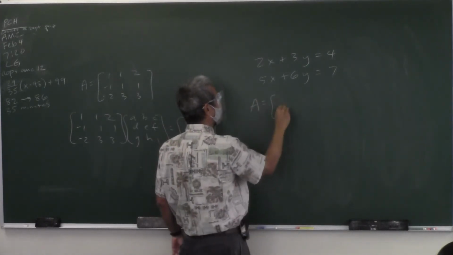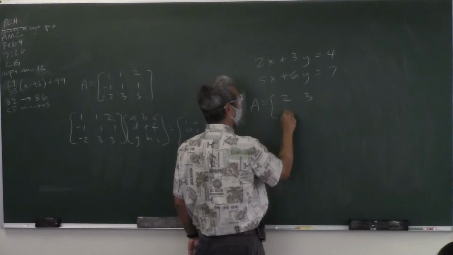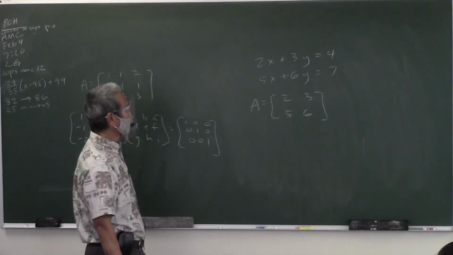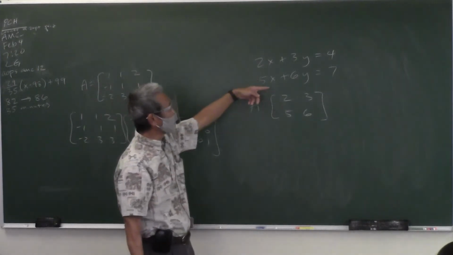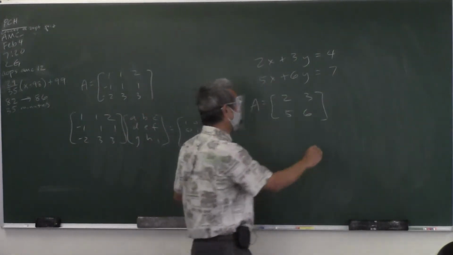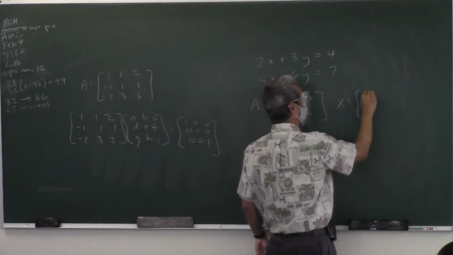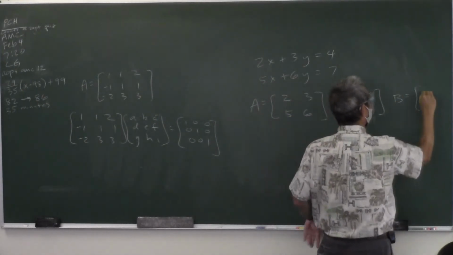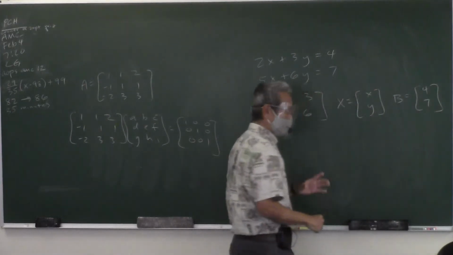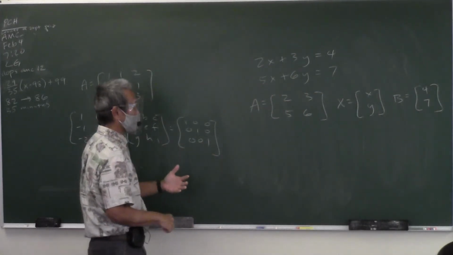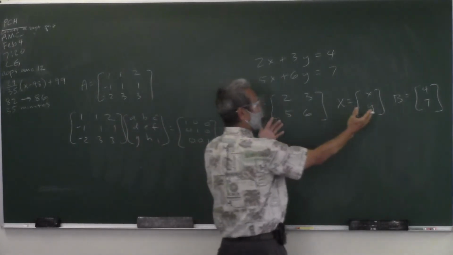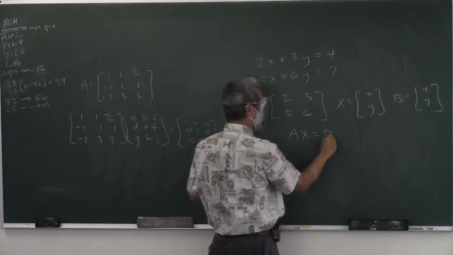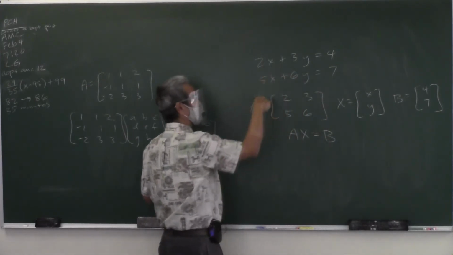Matrix A is equal to 2, 3, 5, 6. Where did I get those numbers from? Those are the coefficients of the variables, yeah? Matrix X is the variable matrix, and matrix B are the constants over here. Okay, now this is the part that you have to understand. So if I define these 3 matrices right here, then A times X equals B is the representation of this.